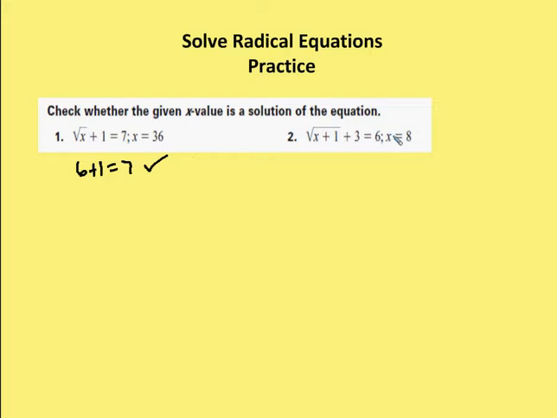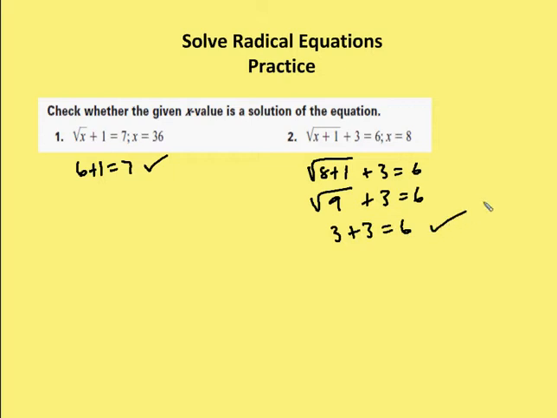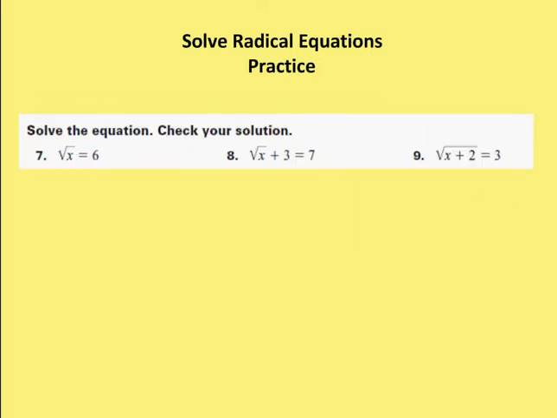That's correct. Second problem, I have the square root of x plus 1, plus 3, is equal to 6. X is equal to 8. And the square root of 8 plus 1, plus 3, is equal to 6. The square root of 9 plus 3 is equal to 6. 3 plus 3 is equal to 6. And that checks as well. All right, next problem, solve the equation, check your solution. I have the square root of x is equal to 6.